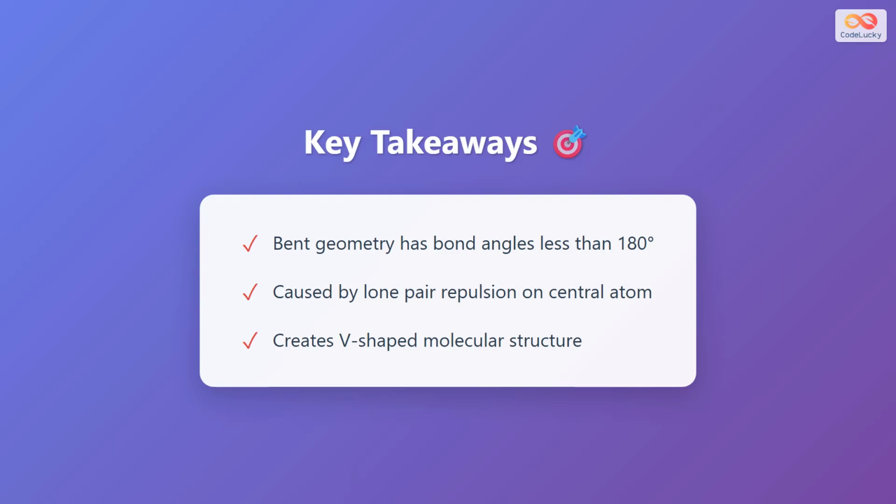Bent geometry means the molecule's bond angle is less than 180 degrees. This shape is caused by repulsion from lone pairs of electrons on the central atom, which forces the bonded atoms closer together, creating a V-shaped structure.